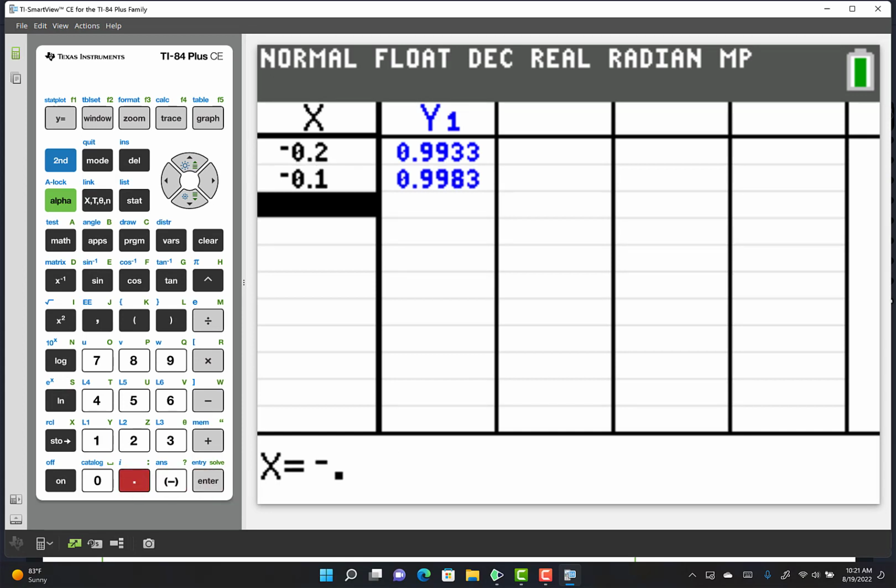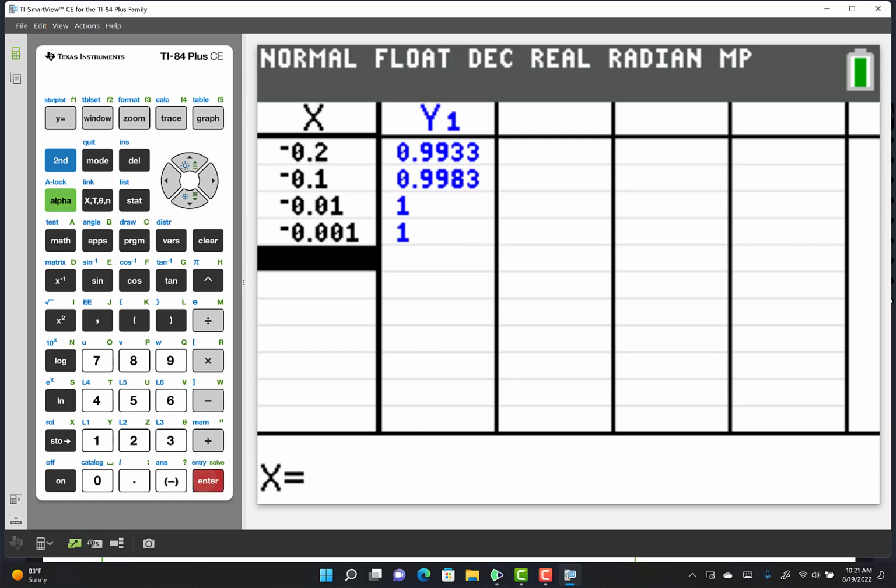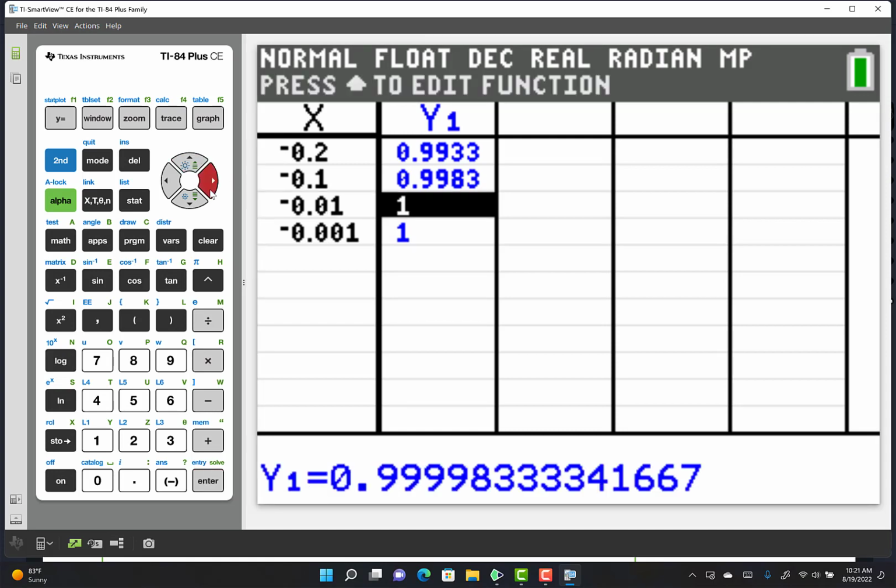Negative 0.01. Negative 0.001. Okay, we have to be very, very careful. It says 1, but it's not 1, guys. It says 1, but look, hover over it. It's actually that.